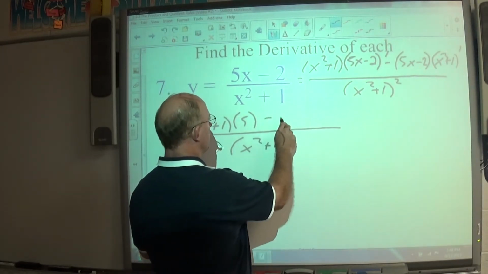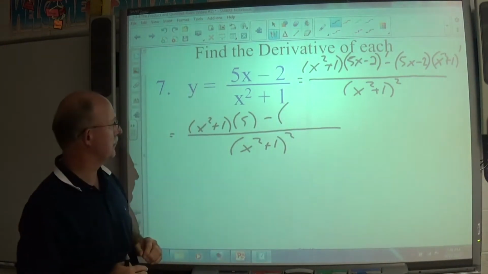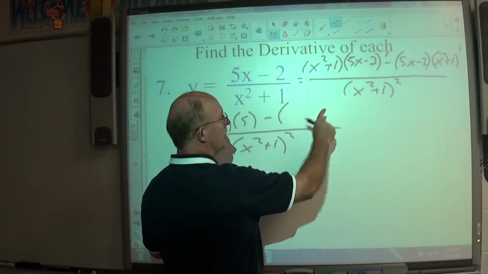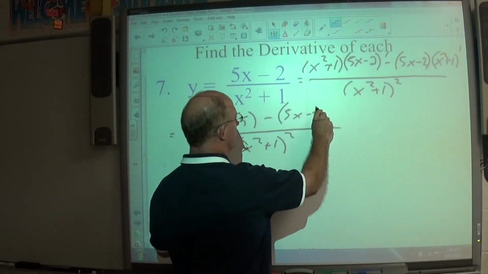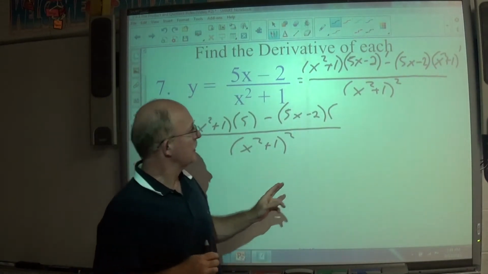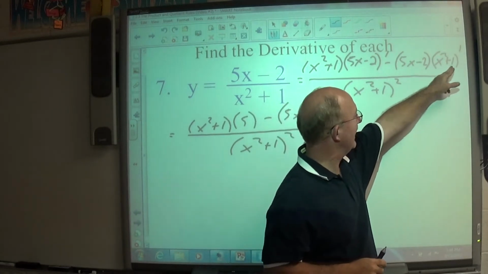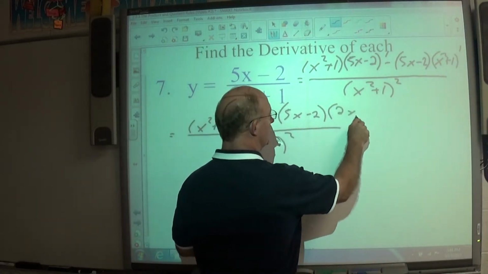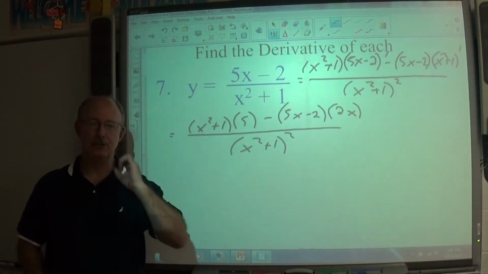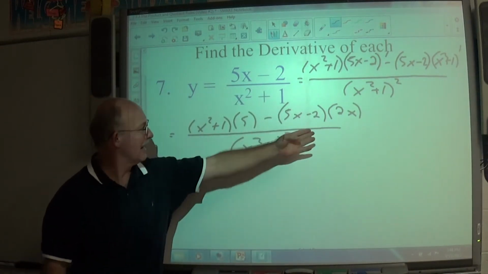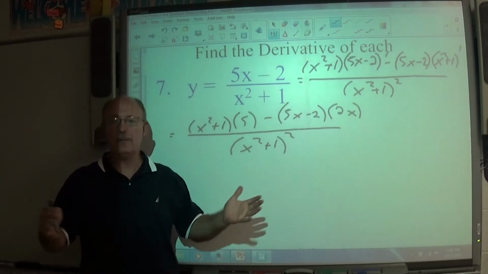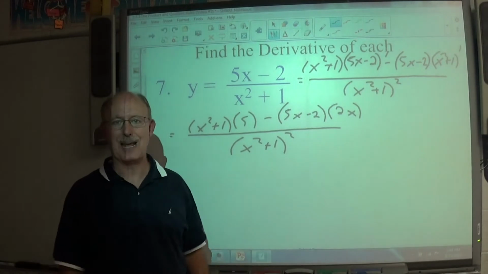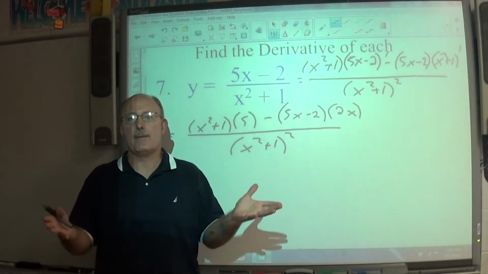Okay, minus. Now you've got to kind of watch out, so I'm going to put some grouping symbols here. Let's bring the 5x minus 2 down, times the derivative of the bottom. Now the derivative of the bottom, x squared plus 1: the derivative of x squared is 2x, and the derivative of 1 is 0. So this right here is our derivative. So that's it, we've got our derivative. Now the hard part starts. Now we get to simplify the expression.